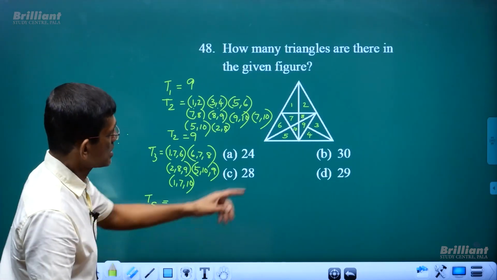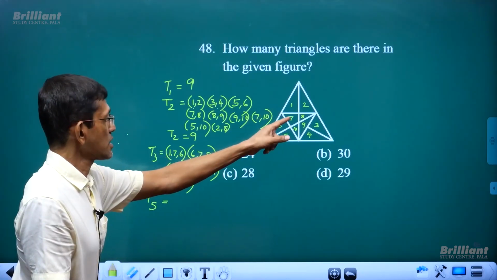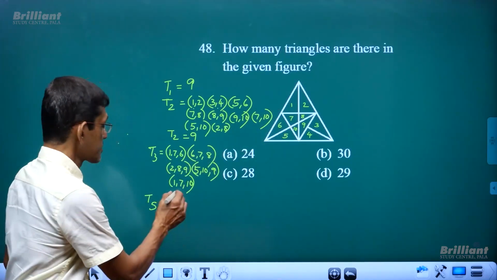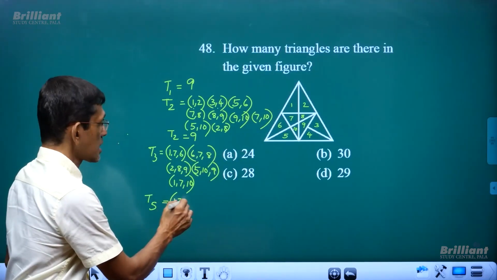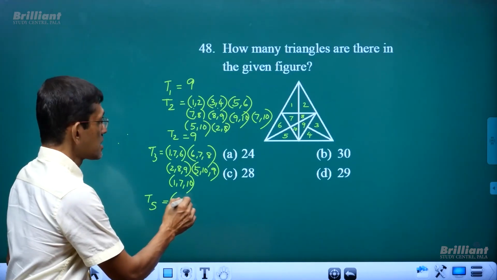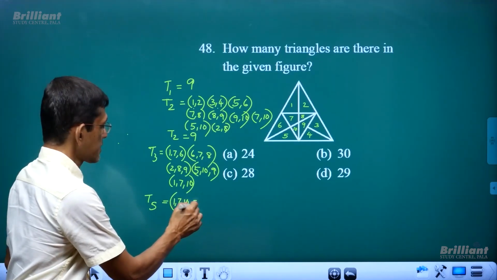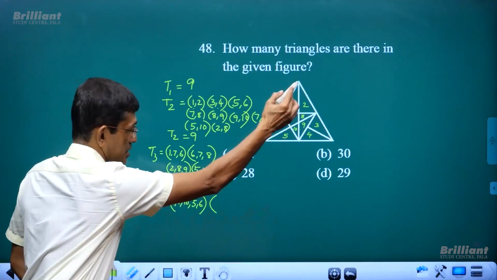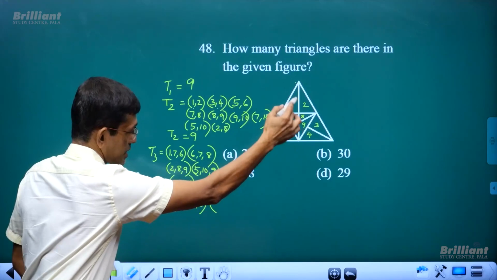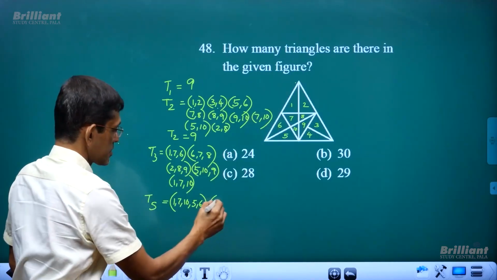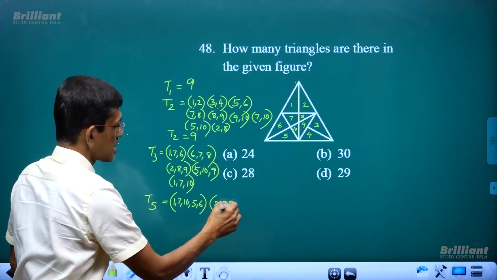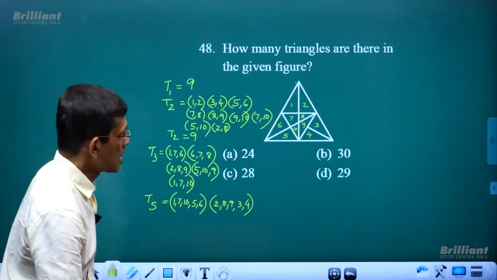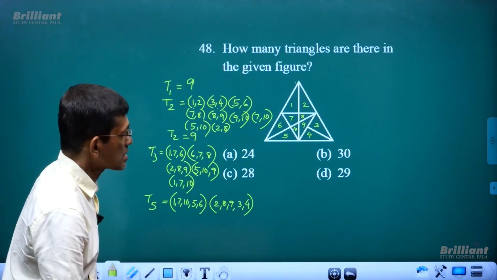Five pieces together. If you take these five pieces, 1, 7, 10, 5, and 6, that's a triangle. How about the other side? 2, 8, 9, 3, 4. Yes, that's a triangle. And any other triangle?